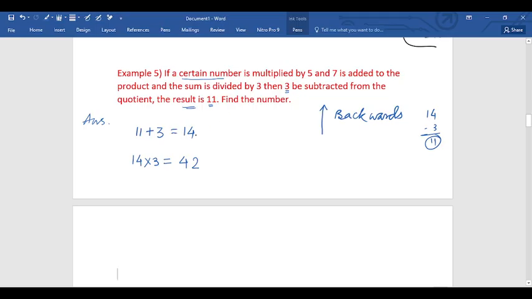Now the sum is divided by 3, so we multiply 3 by 14 and we get 42. The product is added to 7, so 7 is added to 42, then what was the number? It was added, so we will subtract. It becomes 35. We came here, and it was multiplied by 5, so we will divide by 5 and we get 7. Now this required number is 7.